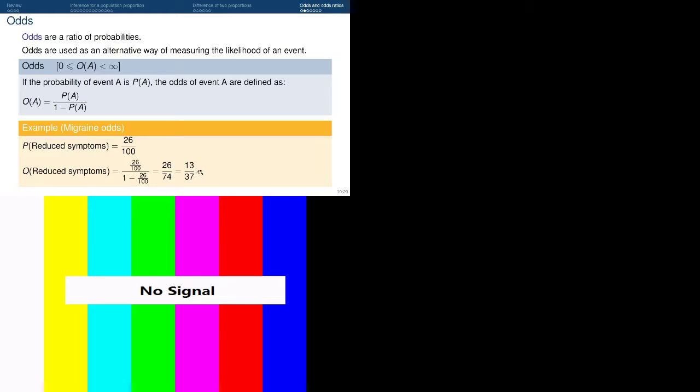So 35% maybe, something like that. 0.35, which is less than 1. So again, that corresponds with this probability being less than 50%.